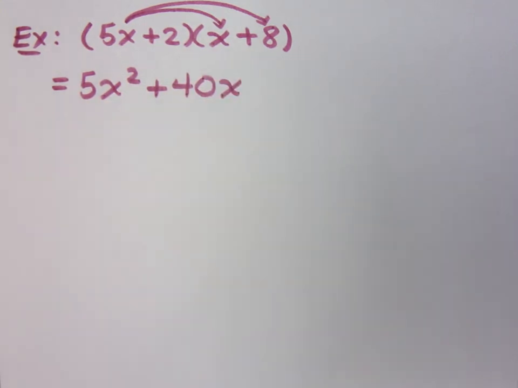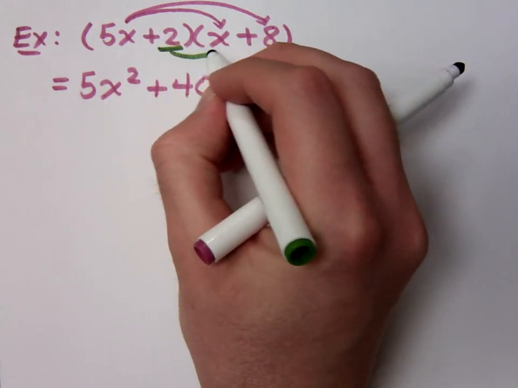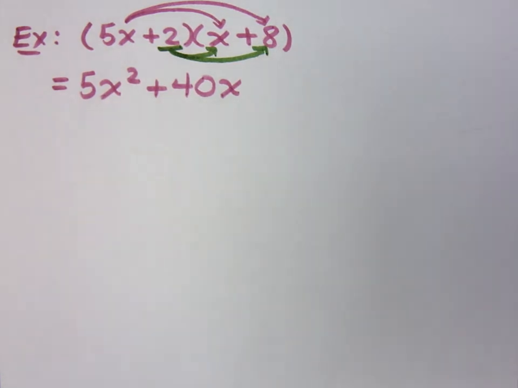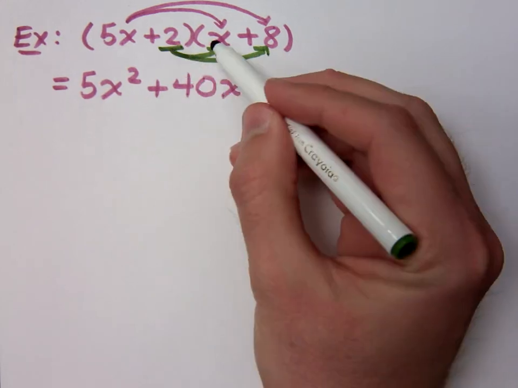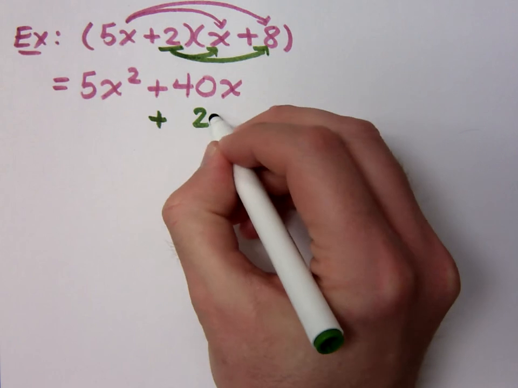But then I have to distribute the other piece, right, the 2? So I'm going to take my 2 and distribute that to the x and to the 8. Now here's what I want you to be careful about. This is the way I like to do it, take it or leave it. When I do the 2 times x, I get 2x, right? I'm going to put it underneath the 40x.